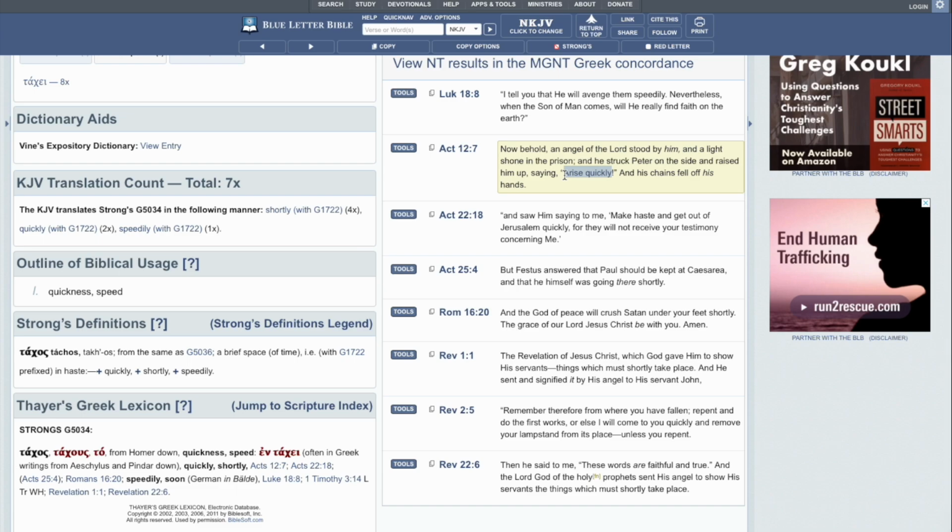That's the same word that we see in Revelation. Okay? "And he saw him saying to me, 'Make haste and get out of Jerusalem quickly.'" Does this mean that they can stay there in Jerusalem for 1,000 years, but when they decide to go, they better be jogging, not walking? No, it means from the time you get this commandment, start going.